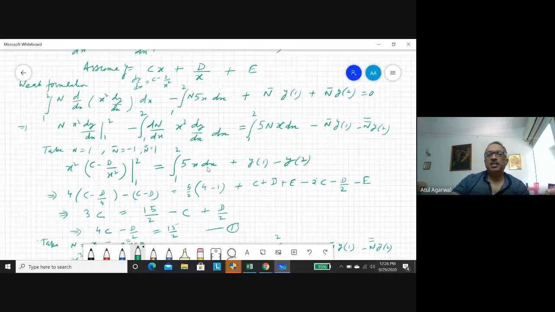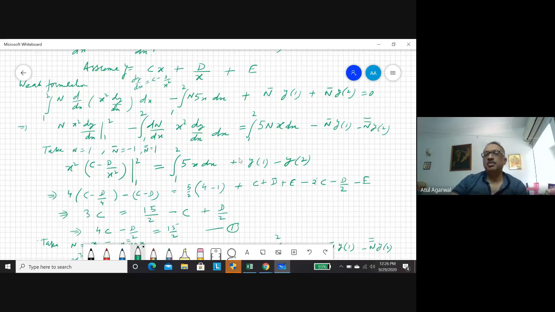So we get this equation. Now this n bar could have been n double bar, so these are absolutely arbitrary. In this case, we took n bar as -1, n double bar as 1, and n as 1. So this is our first choice. We put it here and we generate an equation.